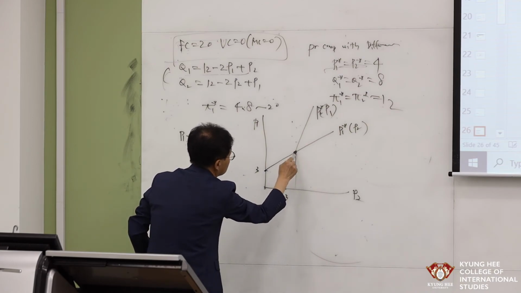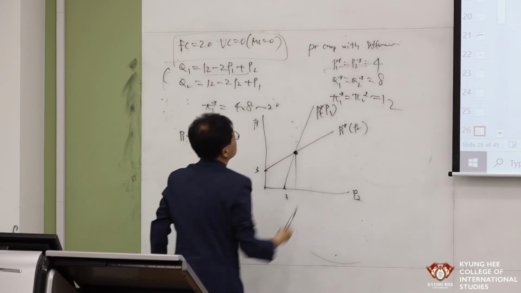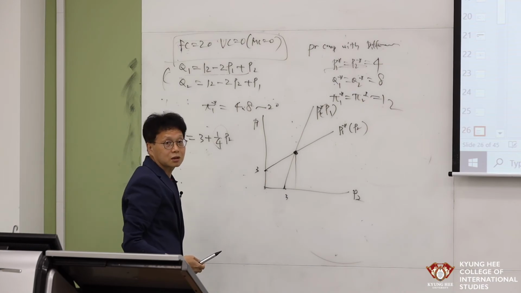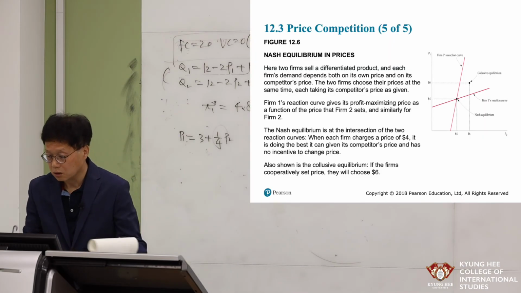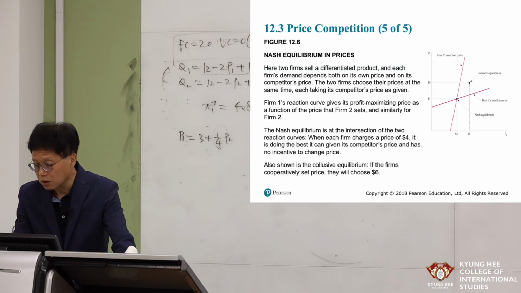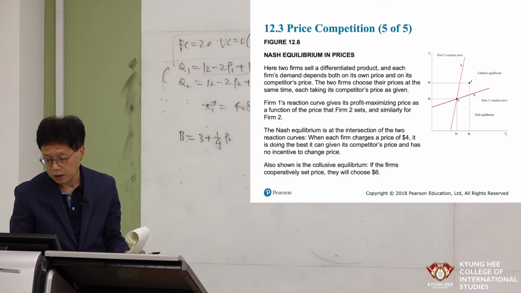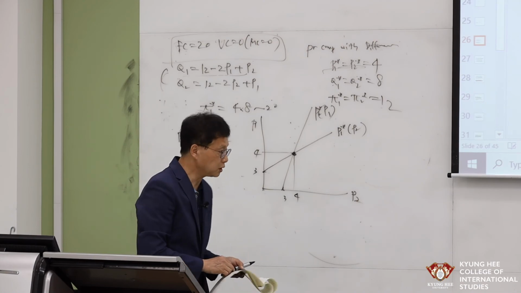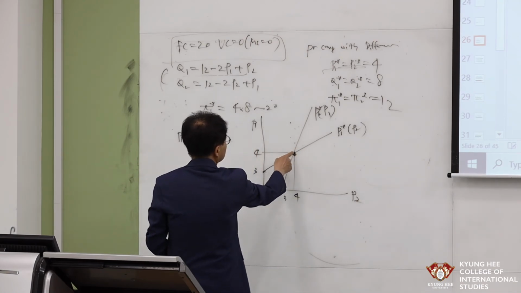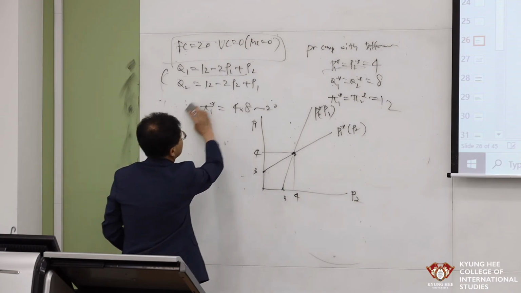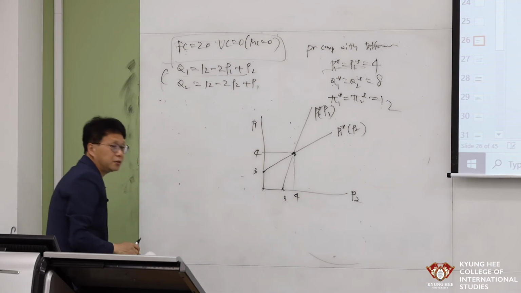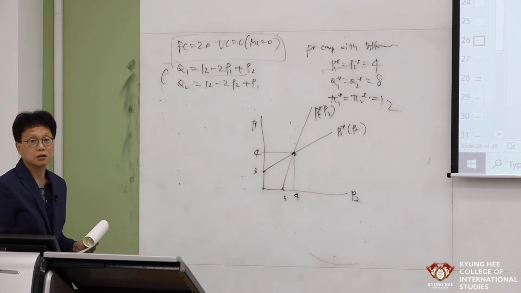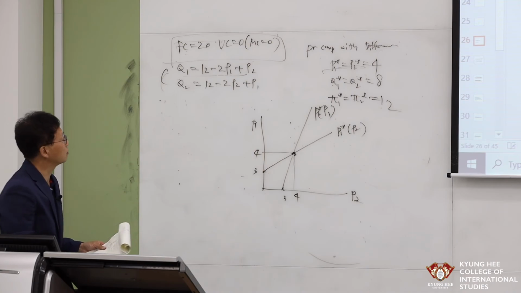That is the solution of price competition with differentiated products as a Nash equilibrium. That is 4, 4. Okay? So we calculated this Nash equilibrium, right? Then now think about what happens if two firms behave like a monopolist. In other words, what is the collusive outcome, right?